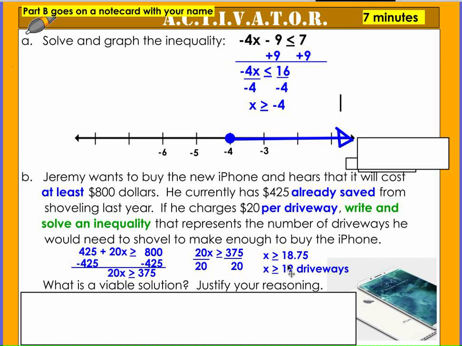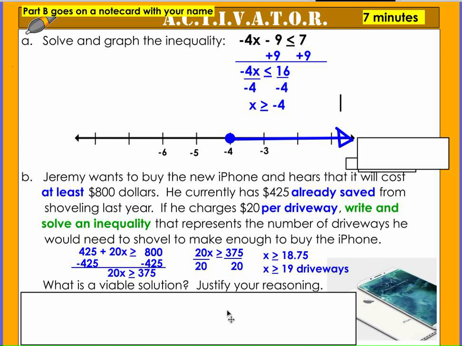So I have to round this up. The reason why I have to round it up is because it has to be greater than or equal to 18.75. So I'm going to round it up. Not because necessarily this is a 7, but more so because it's greater than. So I got to round it up, 19 driveways. All right, so Jeremy's got to shovel at least 19 driveways in order to get this $800, right?